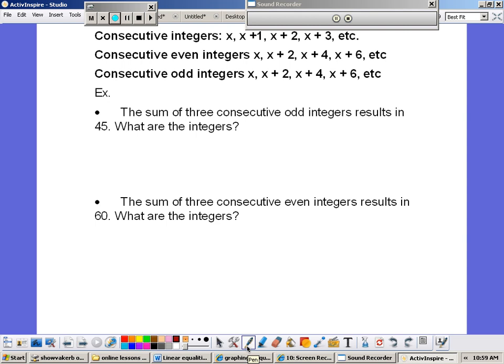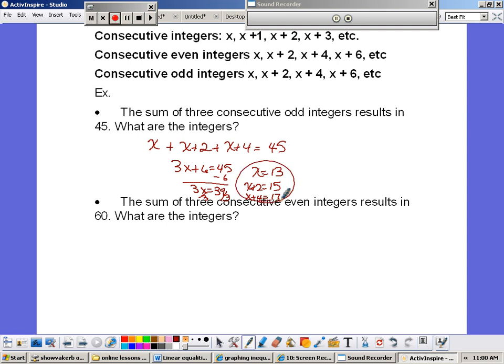The sum of 3 consecutive odd integers results in 45. What are the integers? Okay, so we're going to start with the first integer x, the second x plus 2, and the third x plus 4 equals 45. So I have 3x plus 6 equals 45. Subtract my 6. 3x equals 39. Divide by 3. X is 13. If the first odd is 13, then the second one is x plus 2, which is 15, and the third one is x plus 4, which is 17. So my 3 consecutive odd integers are 13, 15, and 17.